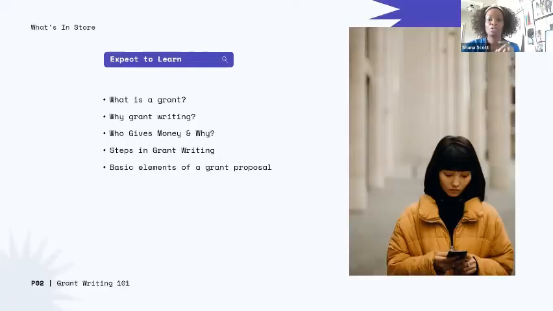So with that in mind, let's get started on what the lesson will be today. This is a beginner session on grant writing. In the session today, we will focus on the following 5 fundamental areas. What is a grant? Why grant writing? Who gives money and why? The steps in the grant writing process, and then the basic elements of a grant proposal. And those basic elements will also be broken down in a few steps for you.